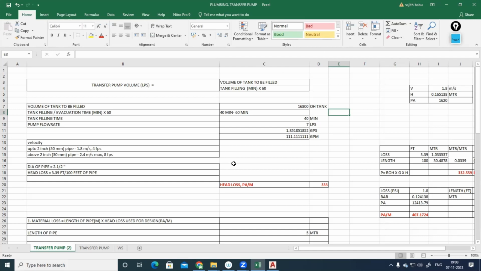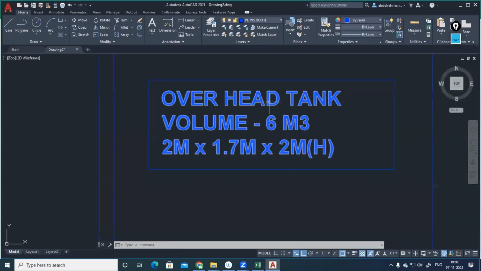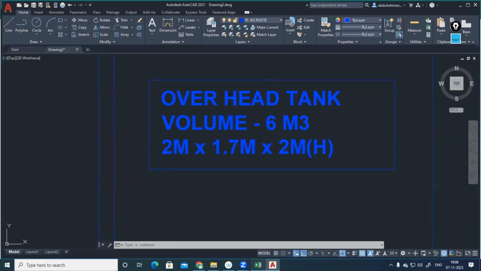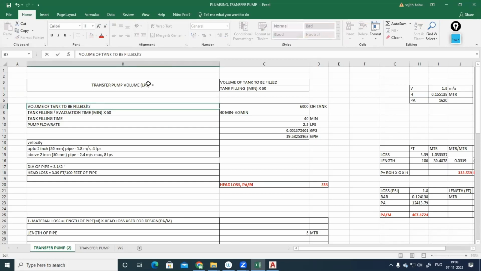Okay, so yesterday we calculated the overhead tank volume. I'm just going to calculate the transfer pump flow rate now. It will be the volume of tank to be filled. What's the volume of tank? This one, that is 6 meter cube. For the overhead tank, the volume will be 6 meter cube. Volume of tank to be filled is 6 meter cube, that is 6,000 liter. Tank filling or evacuation time, 40 to 60 minutes you can take. Tank filling time as an average, I'll be selecting 40 minutes.